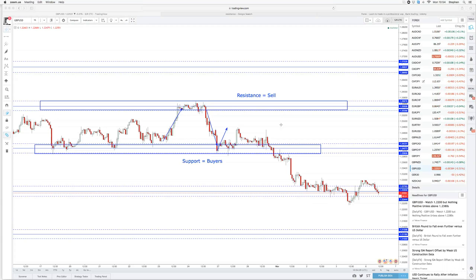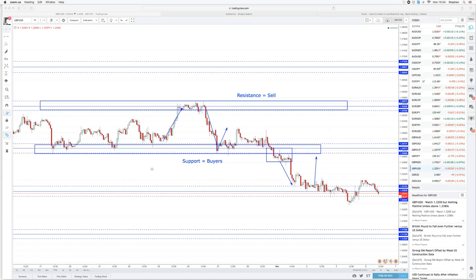Okay, when support and resistance breaks, i.e. here, this area here, you can see where the market has actually crashed through support and gone to the downside. Then obviously this support, when the price comes back up, it will then become resistance.